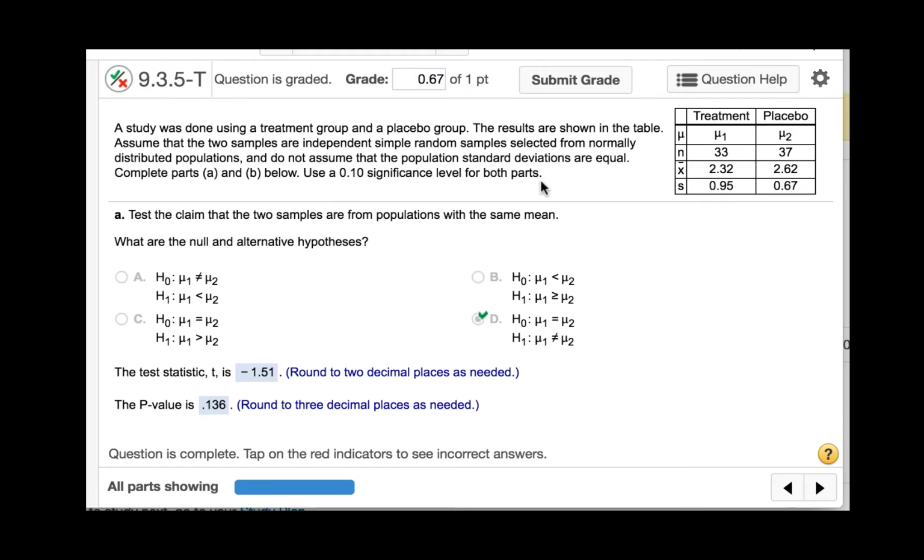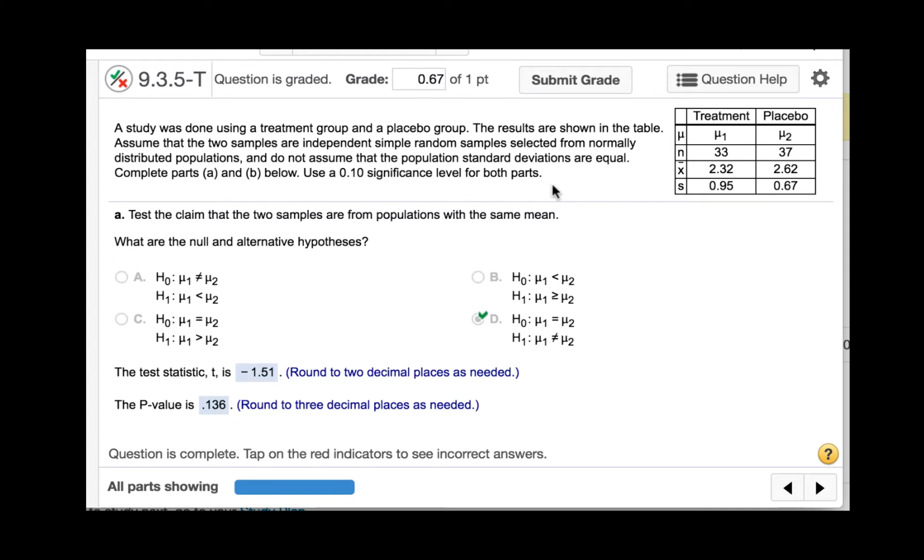A study was done using a treatment group and a placebo group. The results are shown in the table. Assume that the two samples are independent, simple random samples selected from normally distributed populations, and do not assume that the population standard deviations are equal. Complete parts A and B below. Use a 0.10 significance level for both parts.